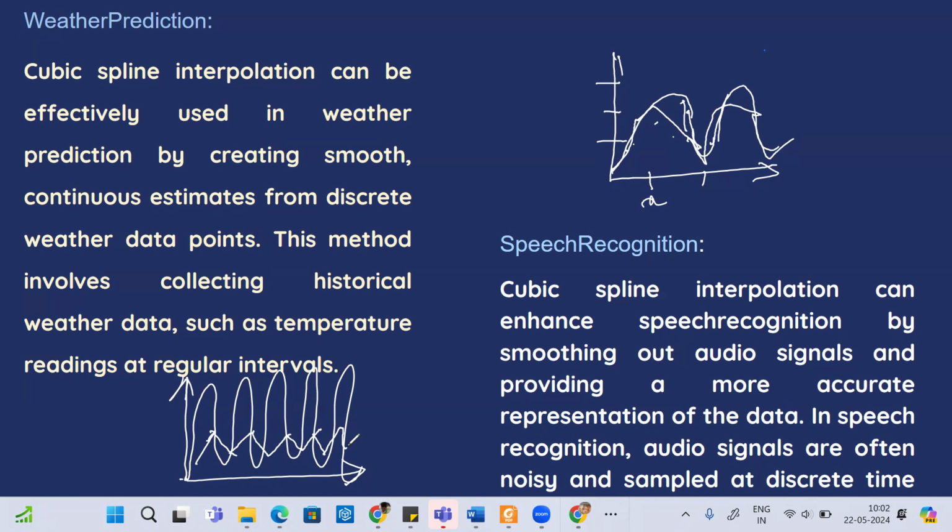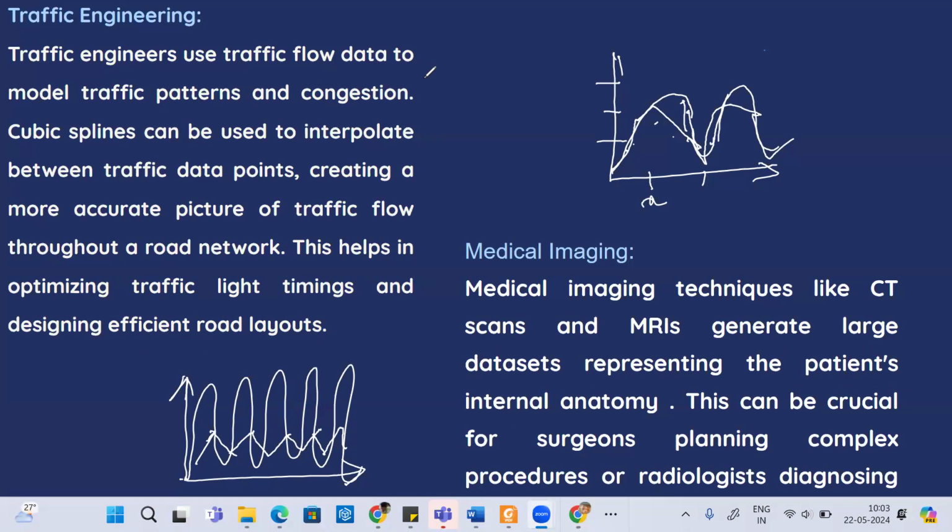And next we have traffic engineering. Traffic engineering means engineers can, through cubic spline interpolation, easily understand the traffic patterns, and if any traffic happens in future, through this cubic spline interpolation they can identify it.